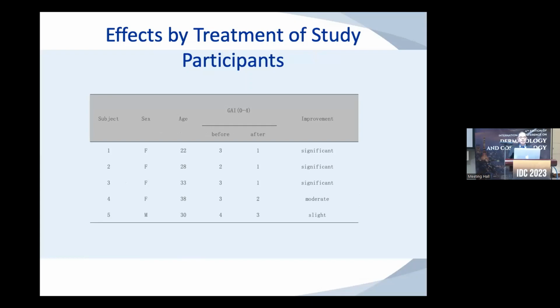For the effect on study participants, we can see the GAIS score decrease by 1 to 2 points, and for improvement, 3 patients had significant improvement, 1 had moderate, and 1 had slight improvement.